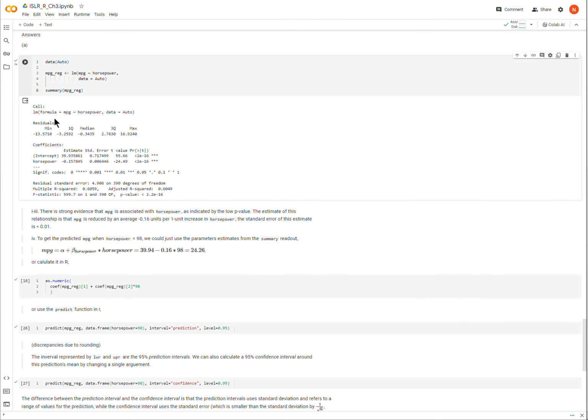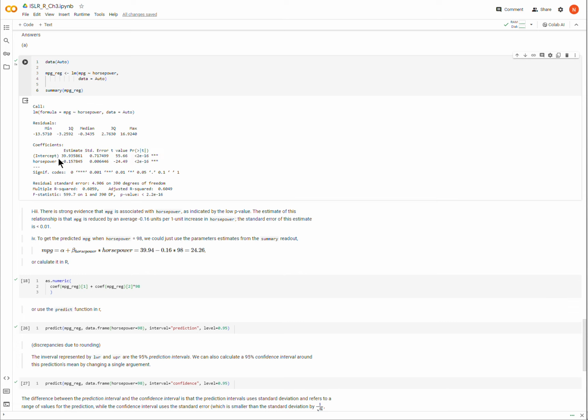When I run that, let's walk through the output. First the call: this is the command that you ran. This is some information on the residuals. We won't talk too much about that, because a better way to think about these is in the residual plots or the diagnostic plots that we'll use at the end of this question. Usually what's most interesting is this stuff here and maybe here.